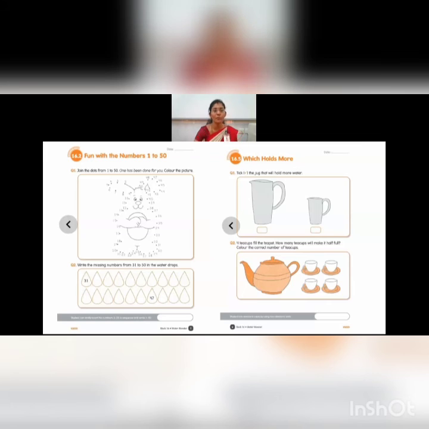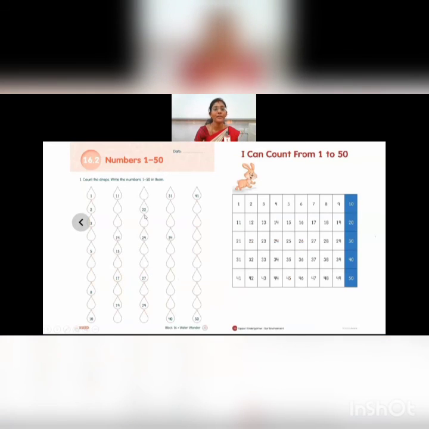Isn't it? So with this, from today's learning, we have worksheets 16.2 and 16.5 from the workbook, Young Explorer workbook, volume 4. And then again a worksheet from 16.2, that is from the writing practice book. I can count from 1 to 50. Yes, this is from the content book.